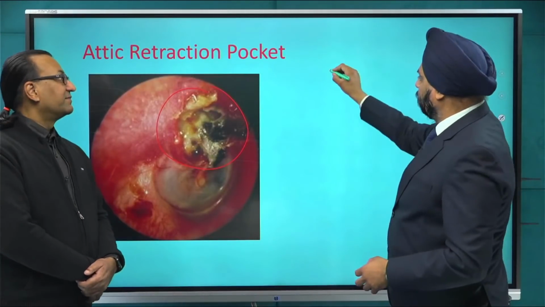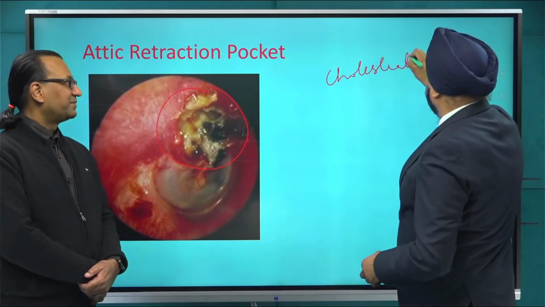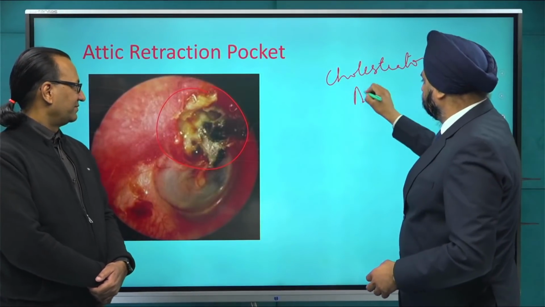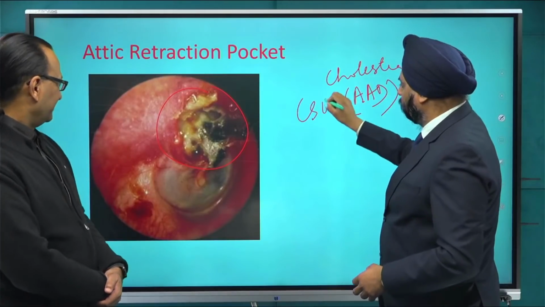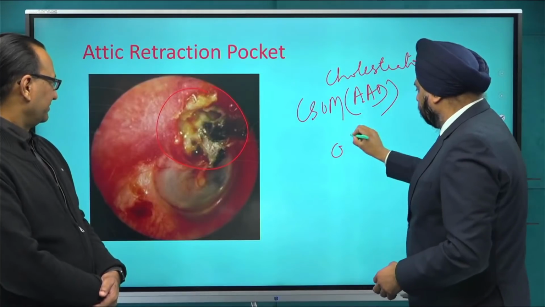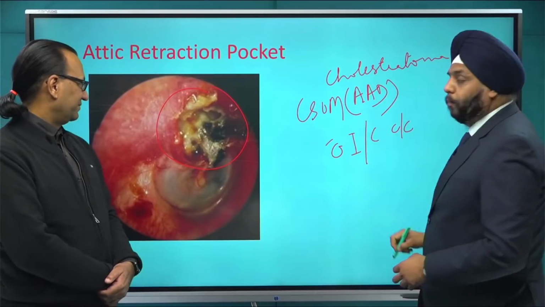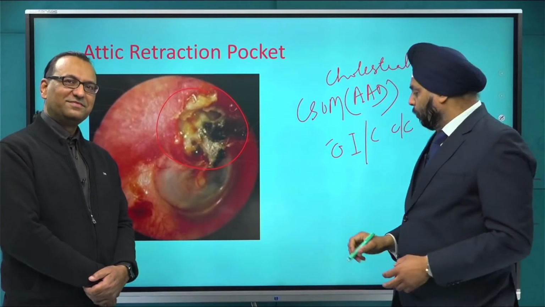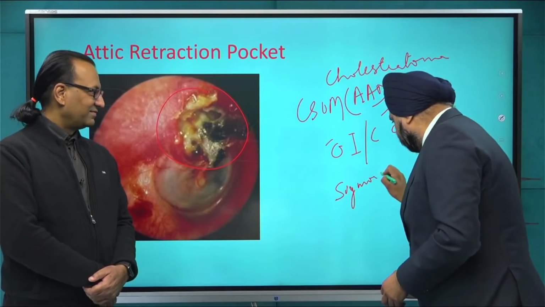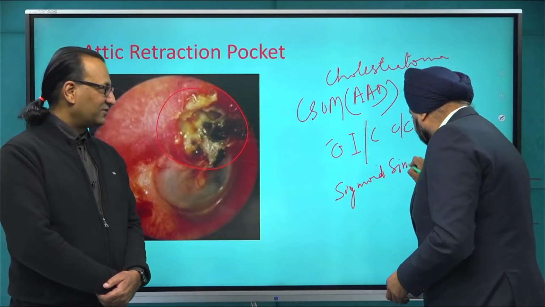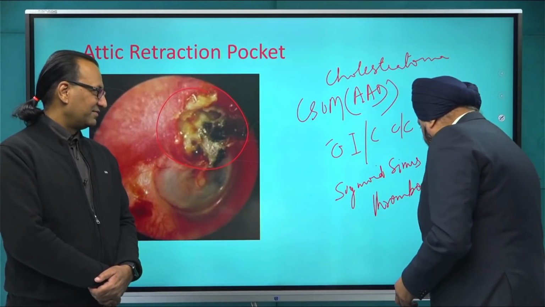So this is a case of cholesteatoma, atticoantral disease, CSOM, atticoantral disease with intracranial complication. And what intracranial complication are we suspecting over here? We are suspecting sigmoid sinus thrombosis.